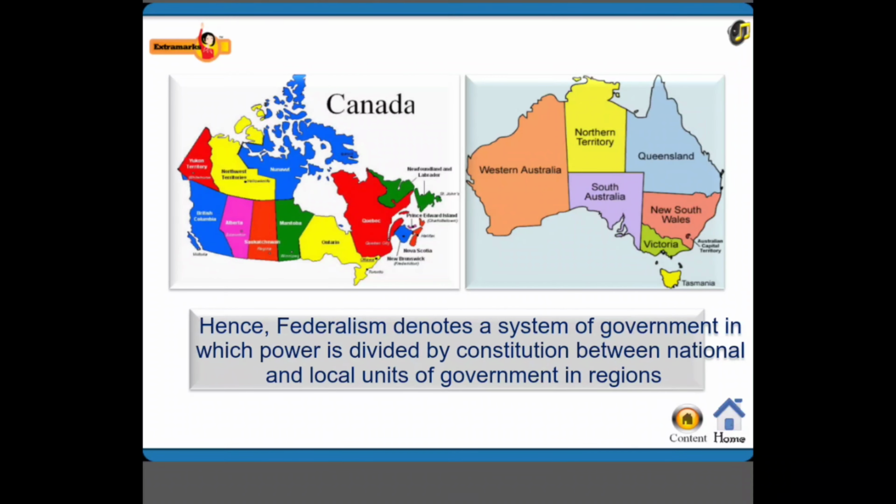Hence, federalism denotes a system of government in which power is divided by the constitution between the national and local units of government across different regions.